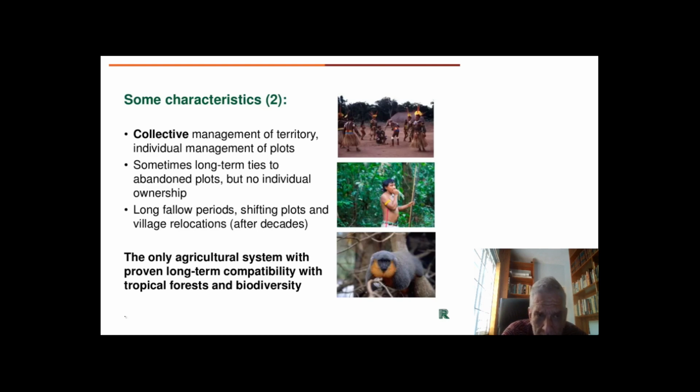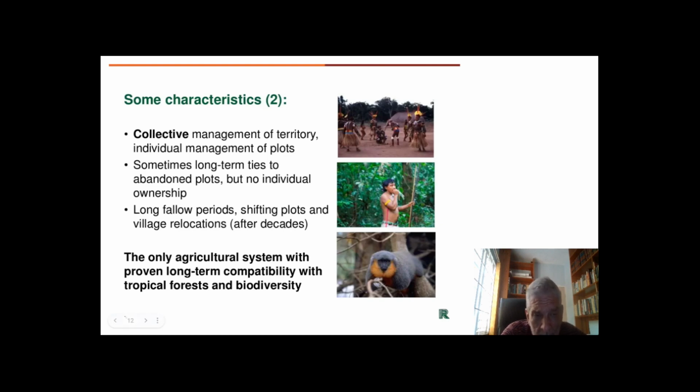And sometimes there are long-term ties to abandoned plots. The point is, after they've abandoned the plot, they will still consider that land to be theirs, and this causes conflict when people from nearby come and want to take that land over. And you need long fallow periods, sometimes decades, so you leave the land fallow for long periods of time.